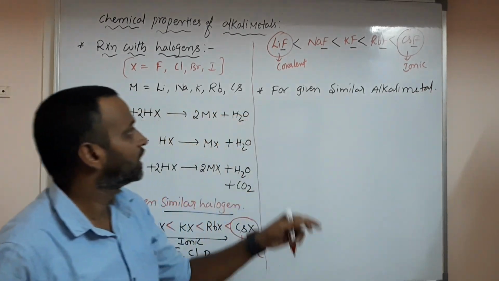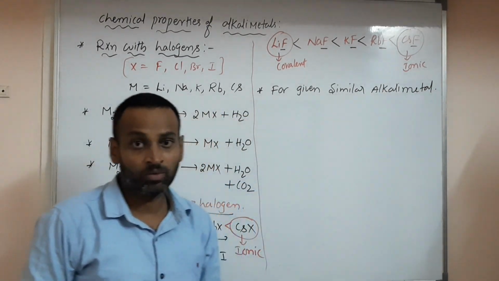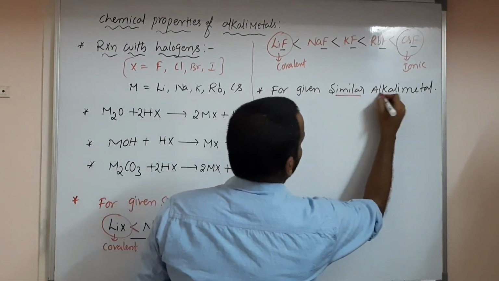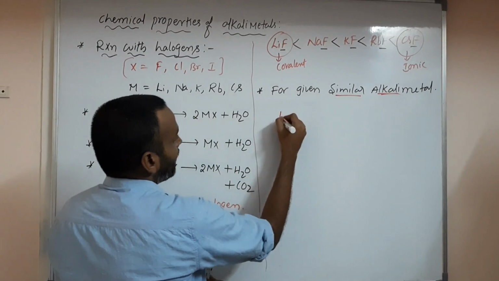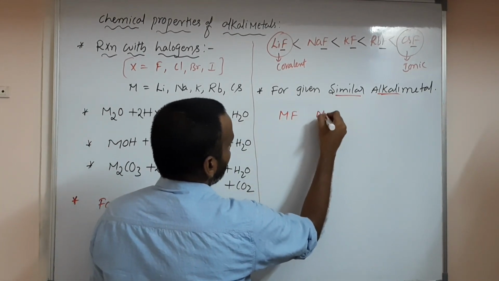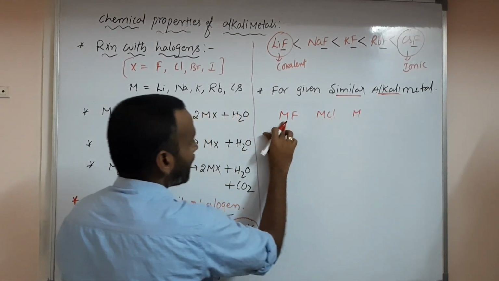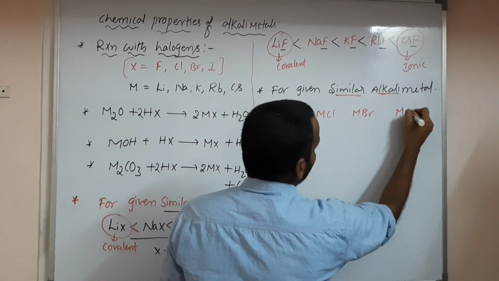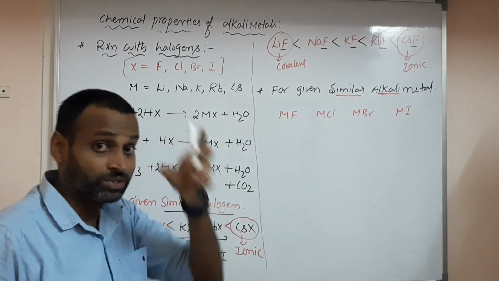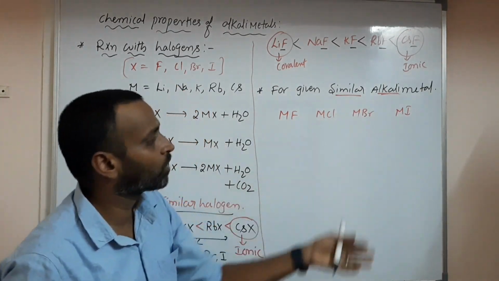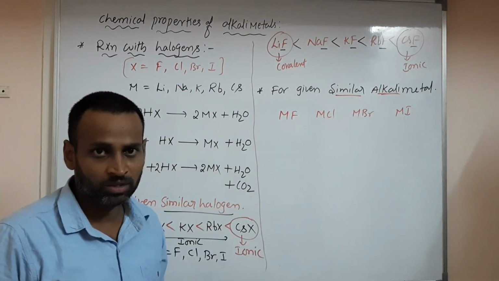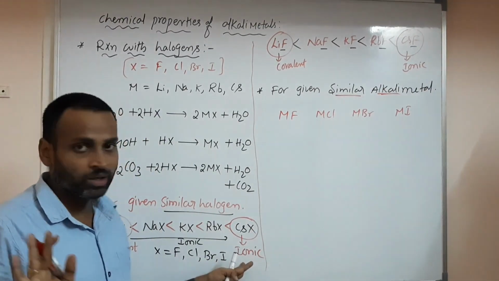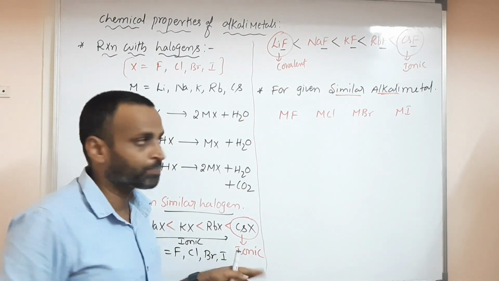For a given similar alkali metal, what happens? Now I'll take the same alkali metal: MF, MCl, MBr and MI. Very, very important. You will have questions: which is more stable? Which is more ionic? Which is soluble in water? I am not writing who is soluble in water. You have to write that ionic substances are soluble in water easily.